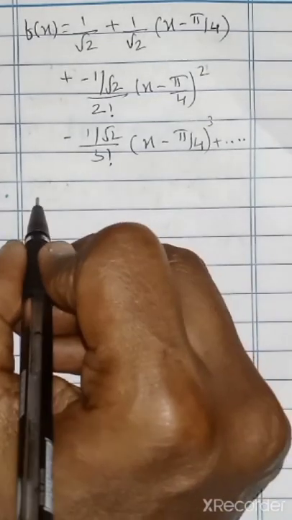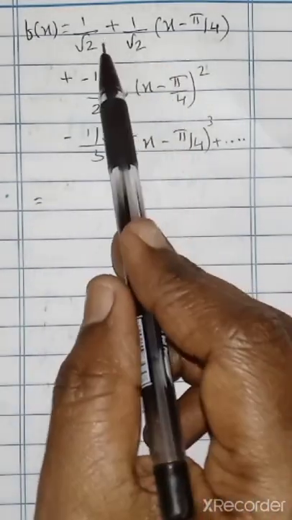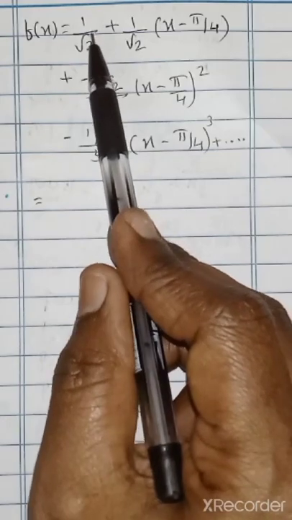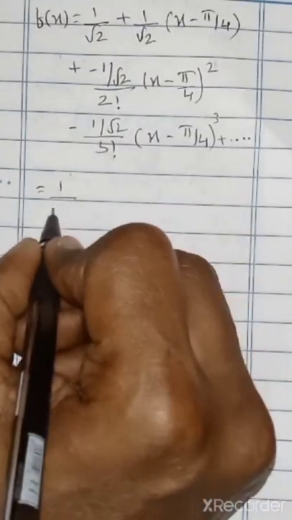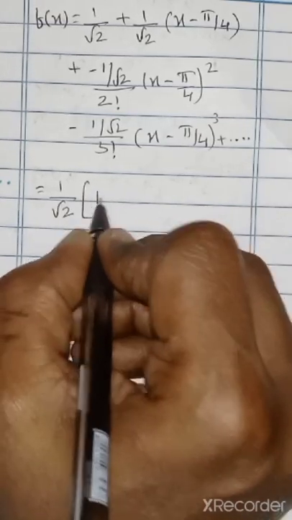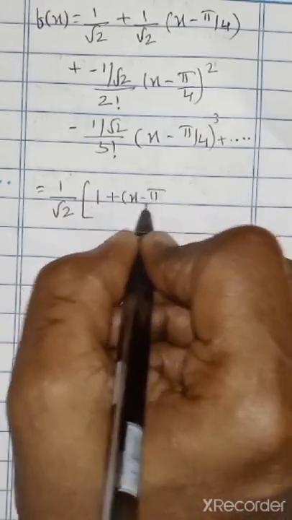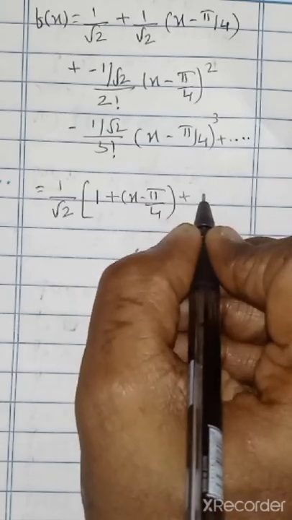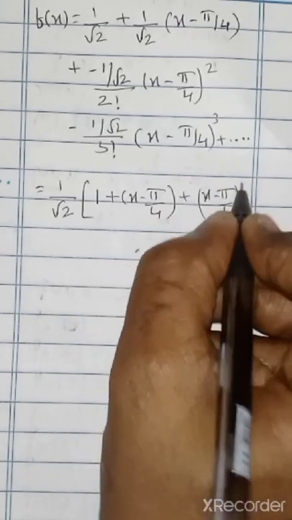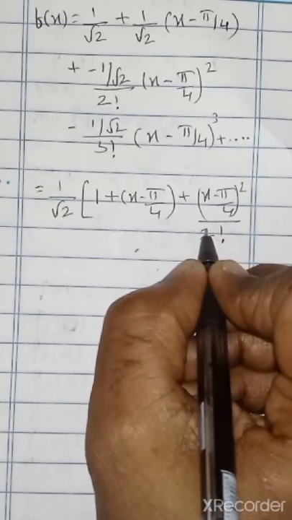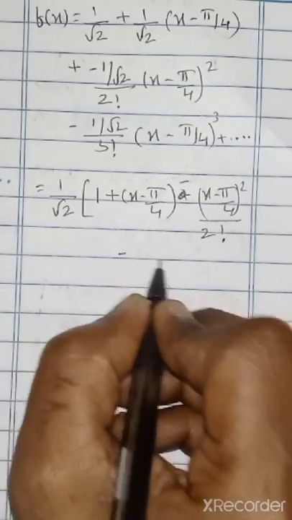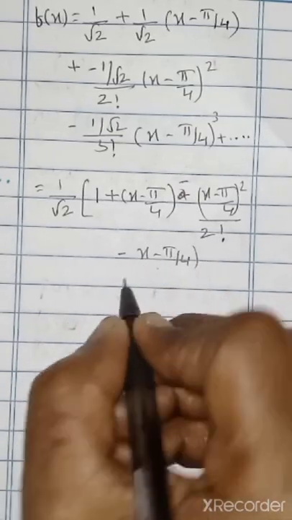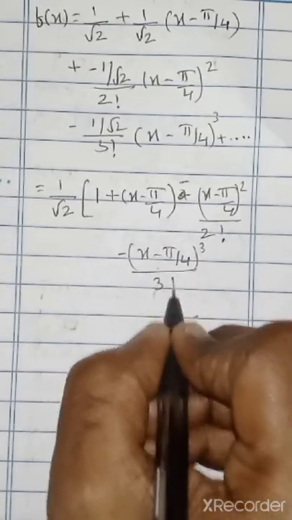Okay, if we simplify this, 1 by root 2 is common, so we can take 1 by root 2 outside. So what will be remaining? 1 plus x minus pi by 4, plus, sorry, minus, x minus pi by 4 the whole square by 2 factorial, and plus into minus is minus, again minus x minus pi by 4 the power 3 by 3 factorial, plus etc.